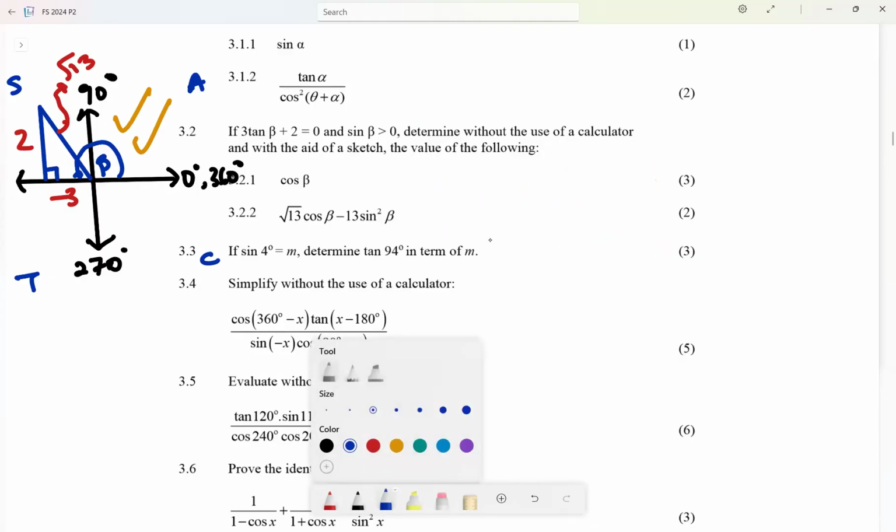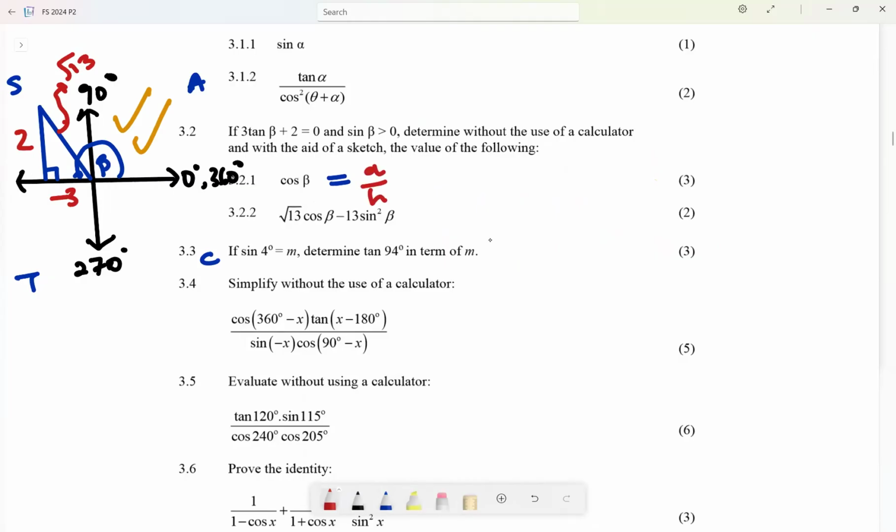Then we come back to our senses and answer the question: what is cos beta? Cos beta is equal to, you check. Remember what cos is? Cos is adjacent over hypotenuse. What is adjacent? Adjacent is x. Here my adjacent is negative 3, divided by the hypotenuse. Hypotenuse is the square root of 13. You are done. This is your cos beta.